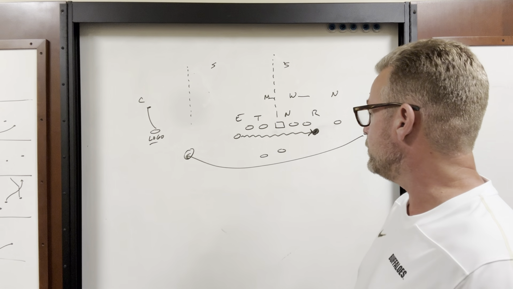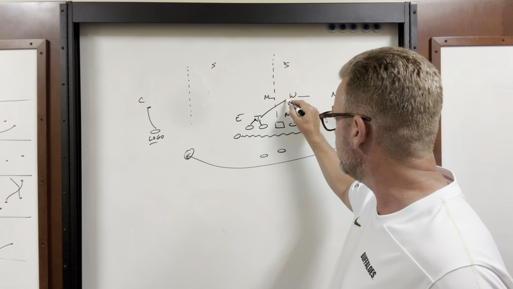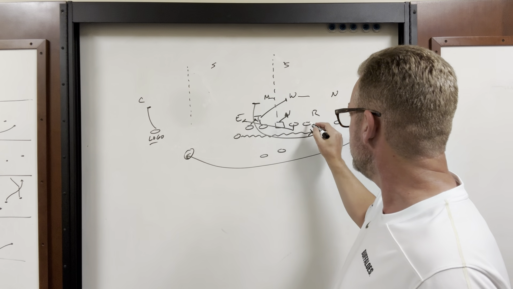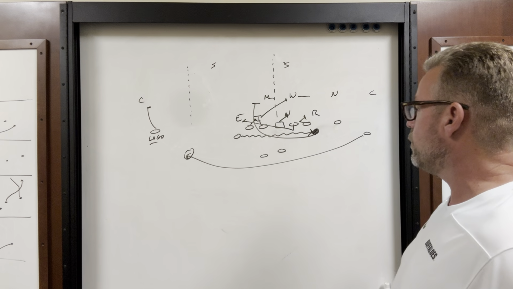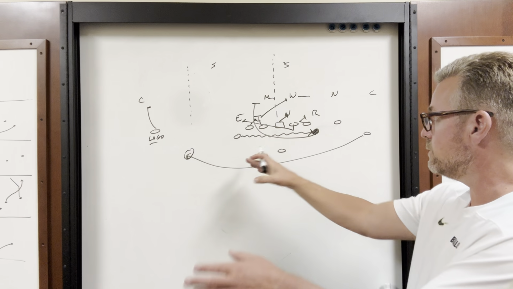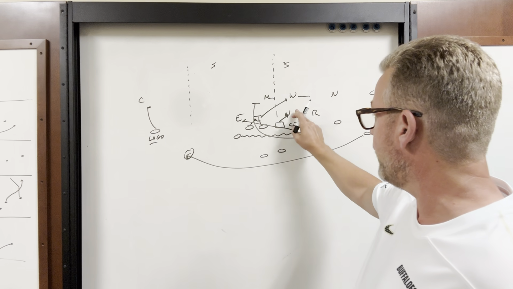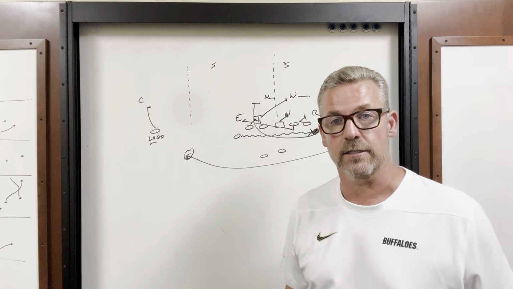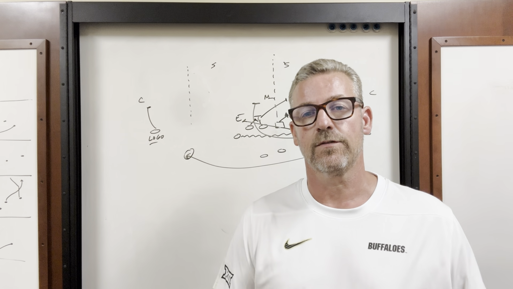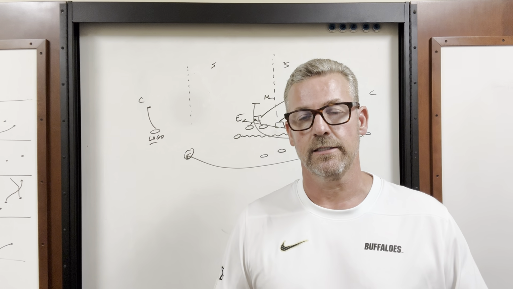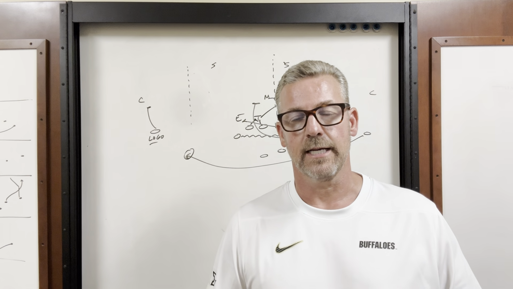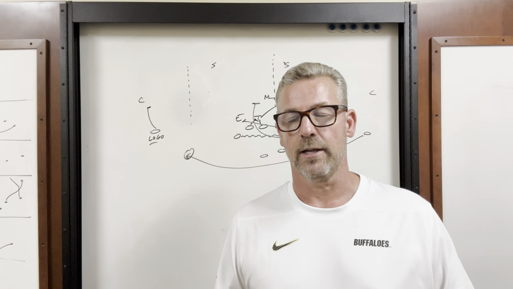Now, what I like to do right here is run the counter that we talked about yesterday. And in this situation, we can pull the guard because they've got a 2-eye backside. Now, if they were to shift the front over and give you that 3 backside, you're going to have to pull that center. I just don't believe you can pull that guard from the backside with that 3 technique sitting there, not against a good 3 technique. He's going to blow up and make a lot of penetration to the backside and really kill your play.